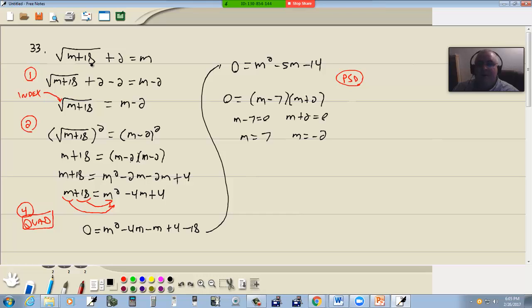If I put 7 up here, 7 plus 18 is 25. Square root of 25 is 5. So you get 5 plus 2, which is 7. If I put 7 here, I get 7 equals 7. So that checks. Now negative 2. Negative 2 plus 18 is 16. Square root of 16 is 4. So we get 4 plus 2 on this side. And if I put negative 2 over here, I'd end up with 6 equals negative 2. So that one doesn't check. So our only answer is the 7. And that's our radical equation.